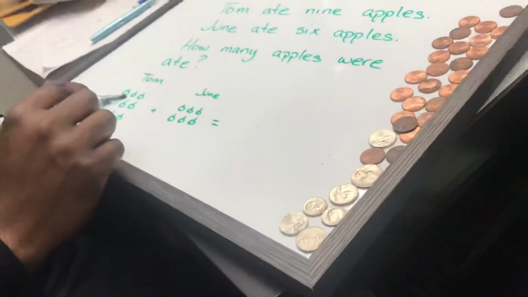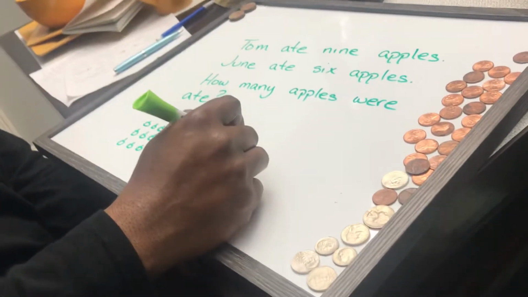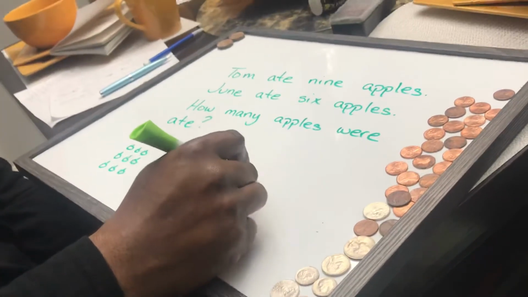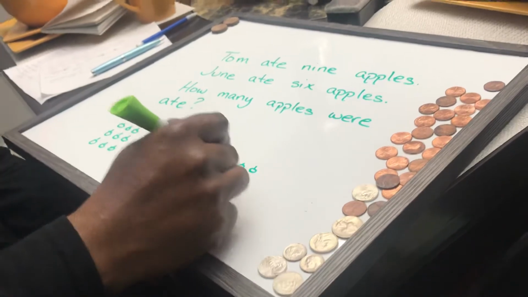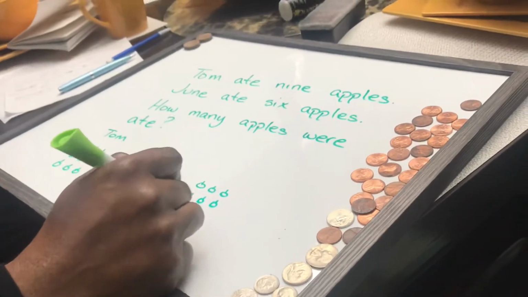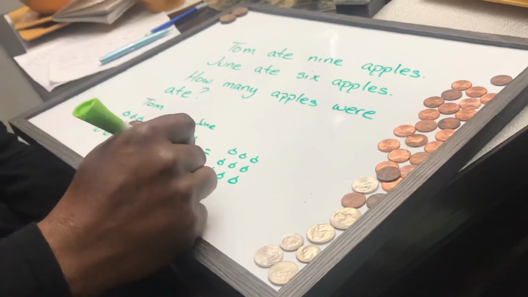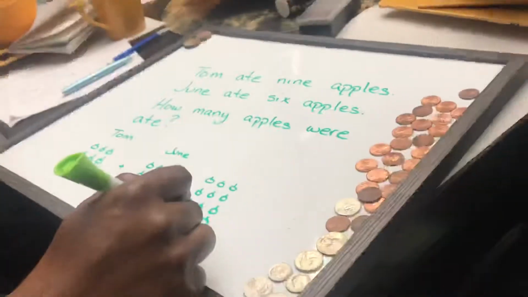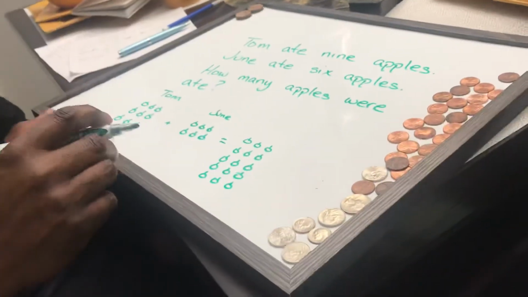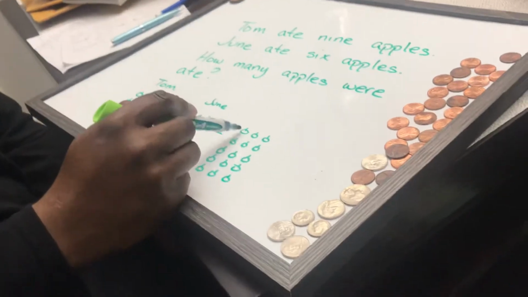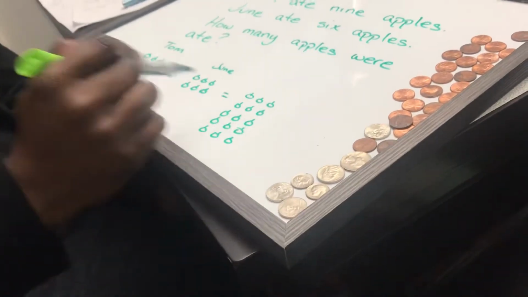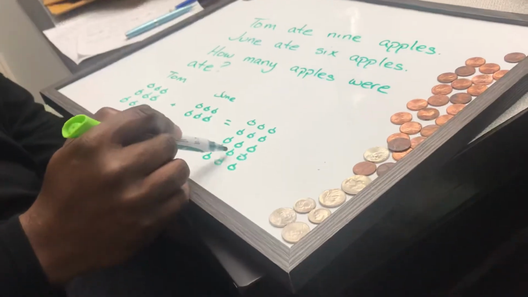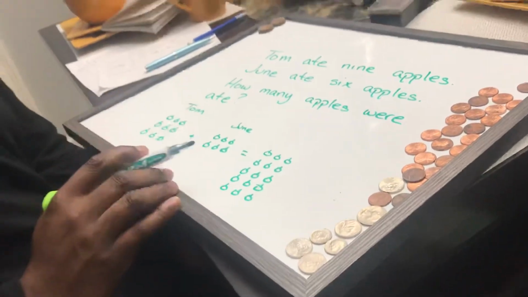So we can draw it out and we can put it all together, right? 1, 2, 3, 4, 5, 6, 7, 8, 9. 1, 2, 3, 4, 5, 6. Now as I go back, I'm going to count. 1, 2, 3, 4, 5, 6, 7, 8, 9, 10, 11, 12, 13, 14, 15. Therefore, we have a total of 15 apples that they all ate.